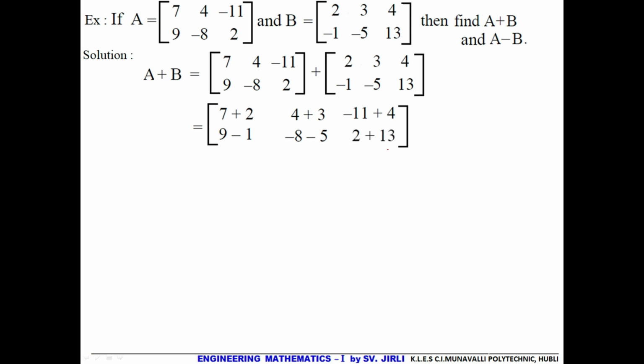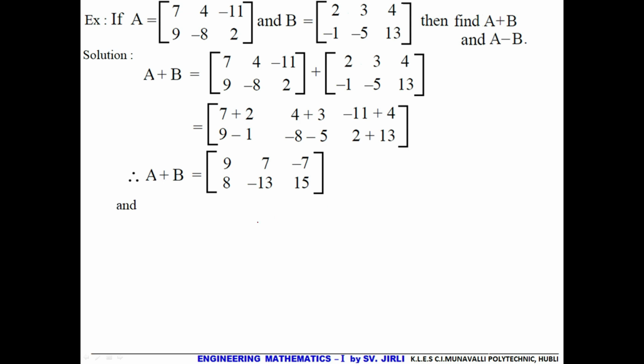Therefore, what is A plus B? Simple addition of numbers. 9, 7, minus 11 plus 4 is minus 7. Second row, 8, minus 13, 15. This is A plus B.